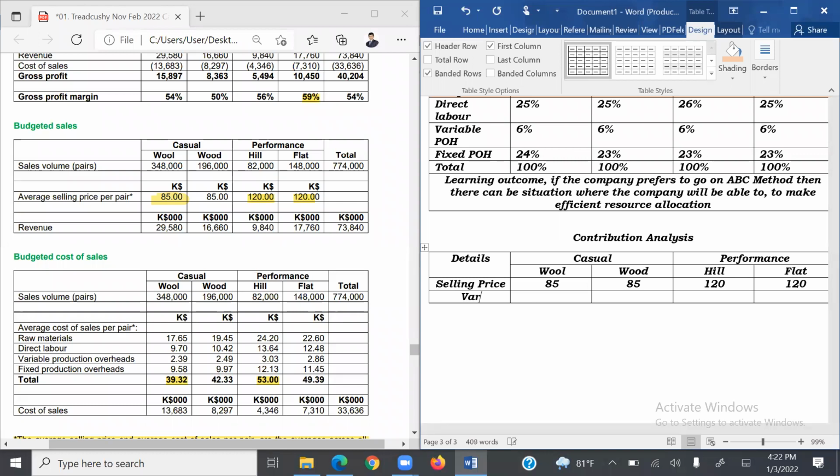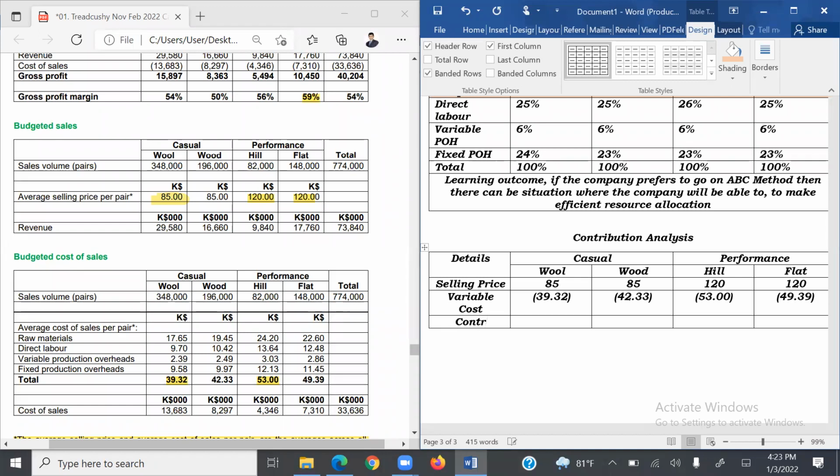Then we have something called the variable cost. Students, if you see the variable cost, the total we can take is 39.32, and here it's going to be 42.33. Here it's going to be 53, and here it's going to be 49.39. So this is the variable cost at the moment.